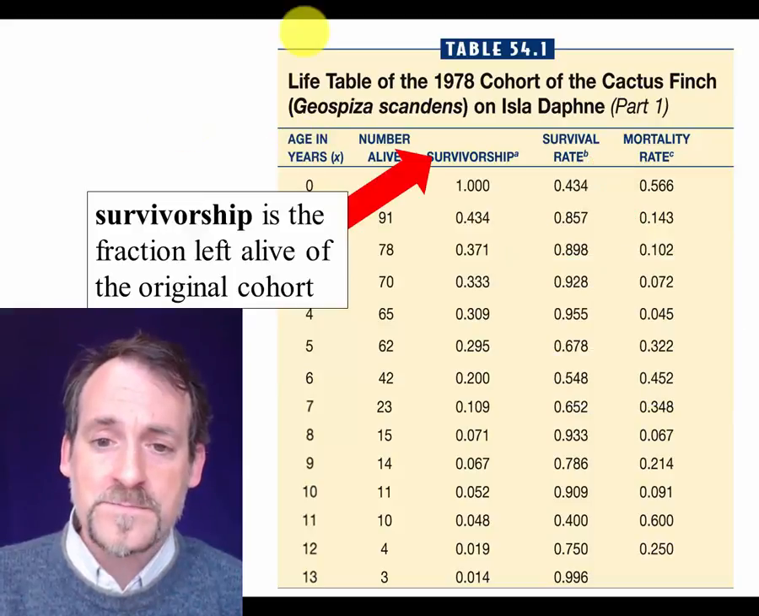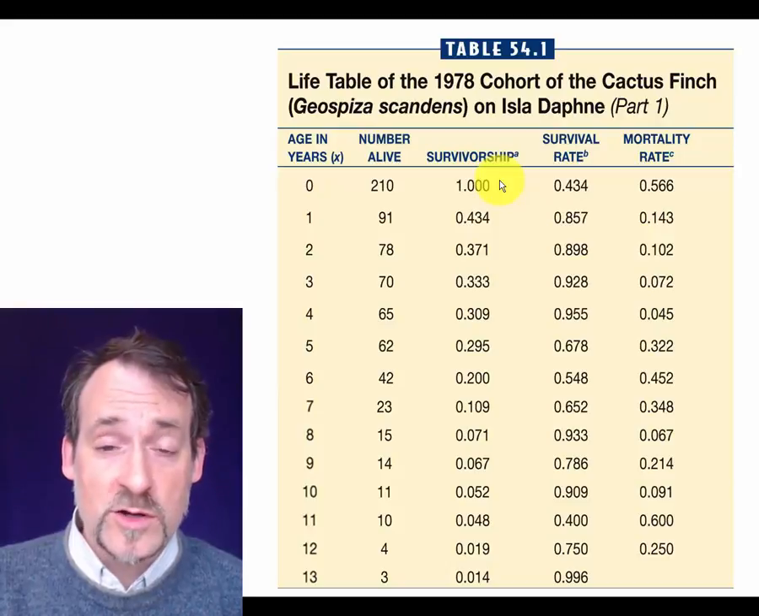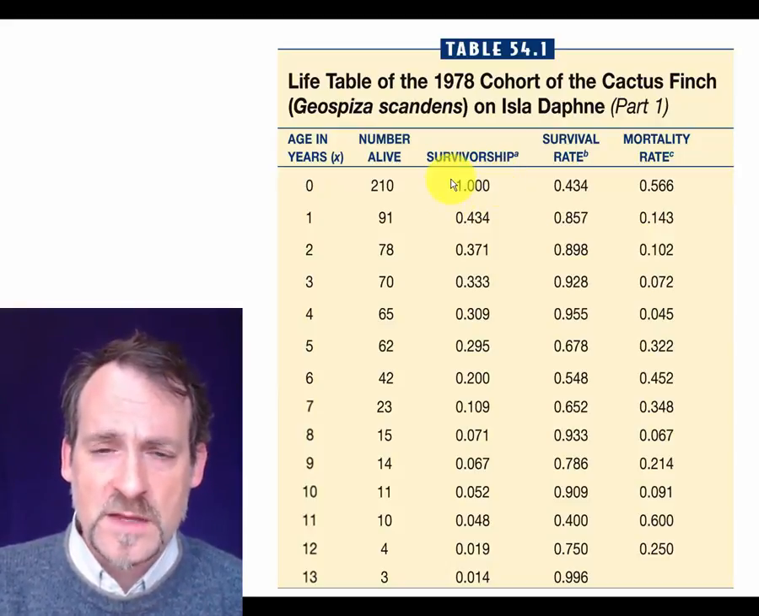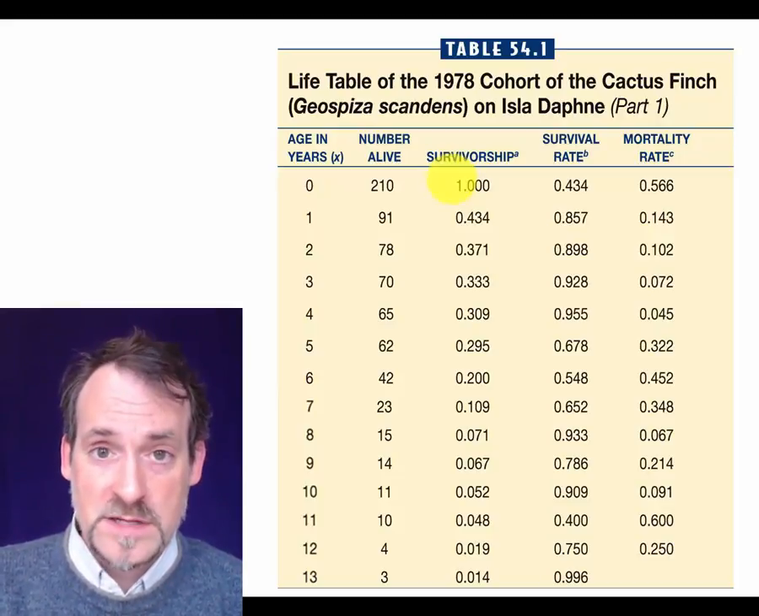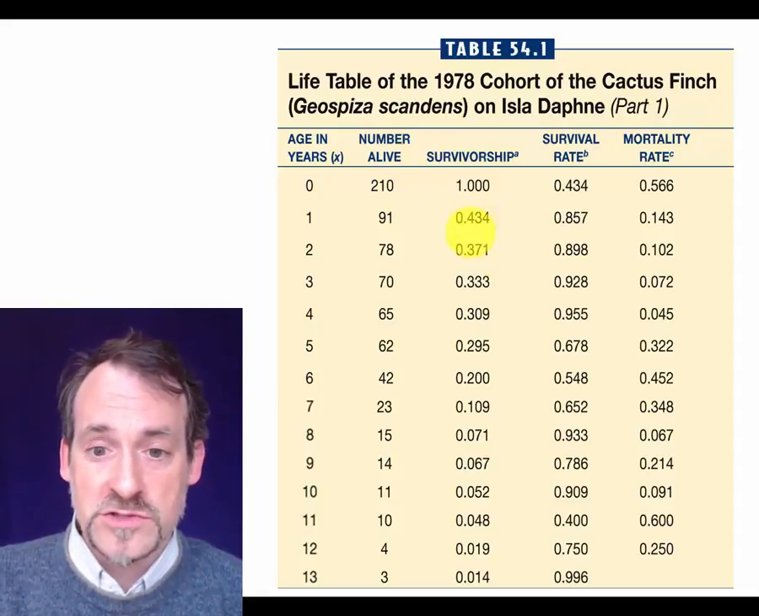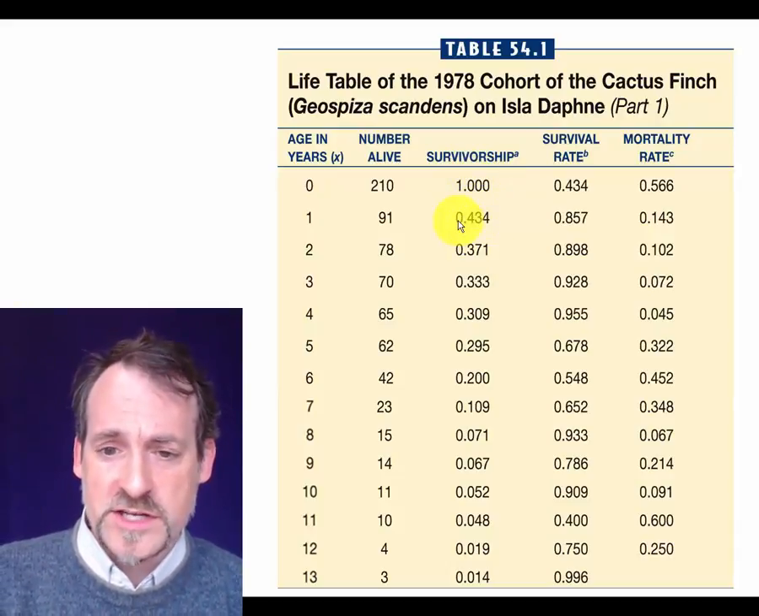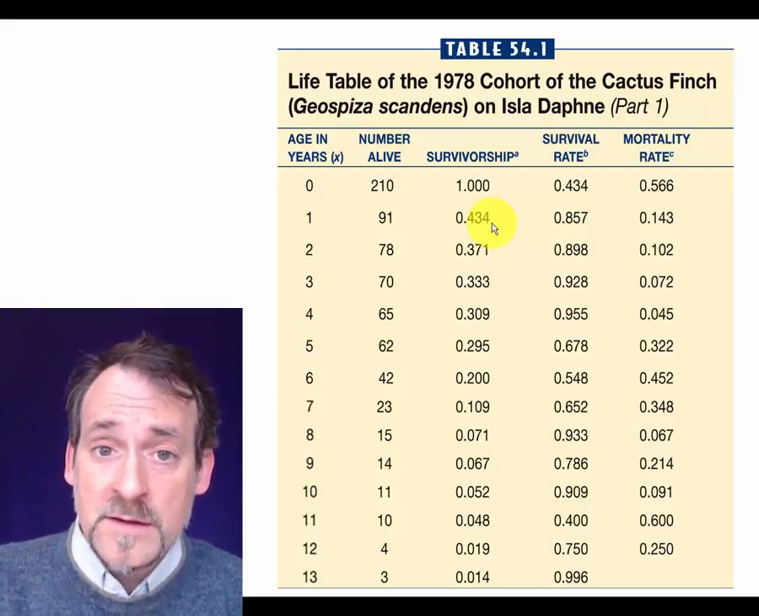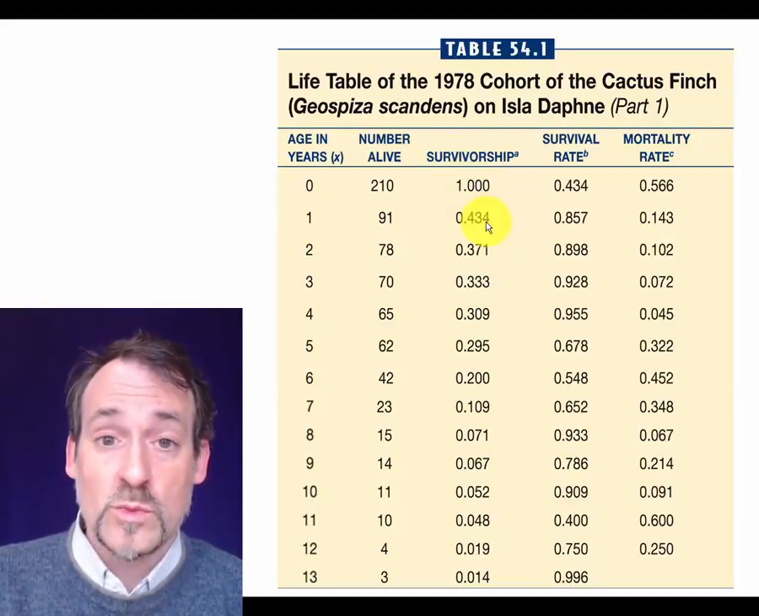So this number here would be L sub 0, L with a little subscript 0, and it means the survivorship at age 0. The survivorship at age 0 is never interesting because it is always 1. 100% of the individuals that are born survive to be born. This number here is much more interesting. It's 0.434. That's L sub 1. That's the survivorship of individuals from age 0 to age 1.